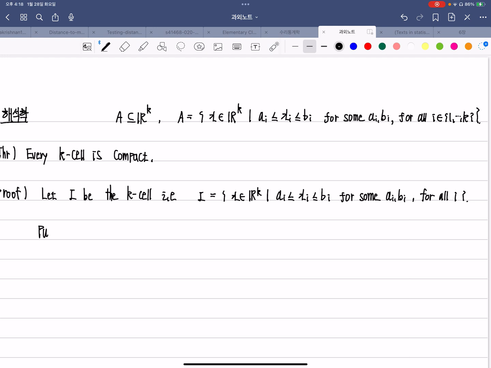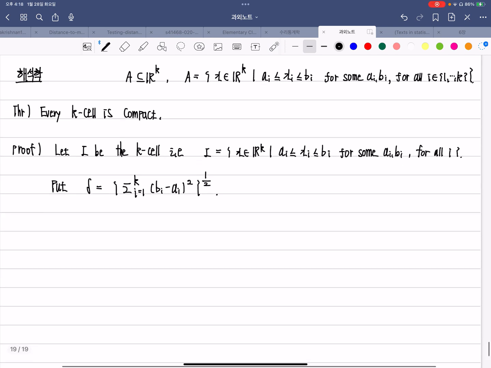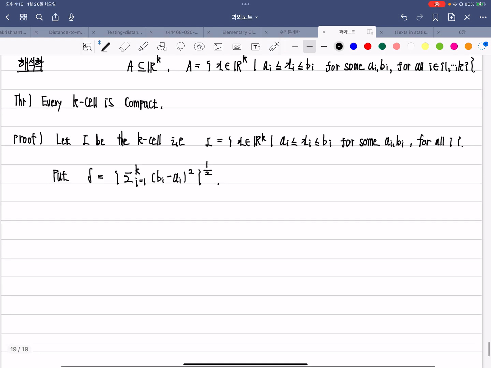and put delta. The norm, the distance between x and y is smaller than or equal to delta for all x and y. Right. Okay.